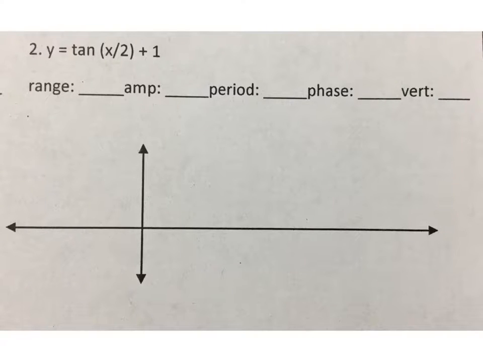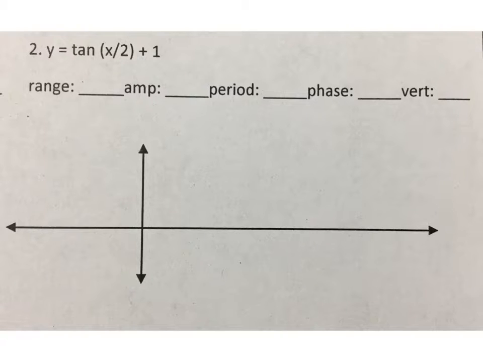Okay, we are asked to graph the tangent of x over 2 plus 1, and we have all this stuff to consider. There really isn't a range to talk about for tangent. The range is all real values. The amplitude, there's not a number in front of tan, so there's not really anything to talk about for amplitude. But period, so we'll start with talking about the period.